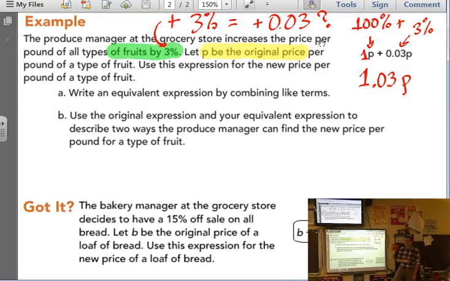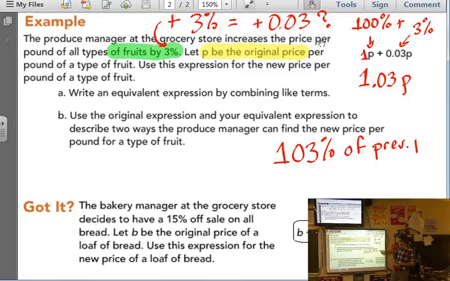Abby? Do you still want to multiply that by 100? It depends if we want to talk in rate form or percent form. If we want to talk in percent form, then we can multiply this and say this is now 103% of the previous price. But we're not making it equal percent. We're trying to simplify this expression.